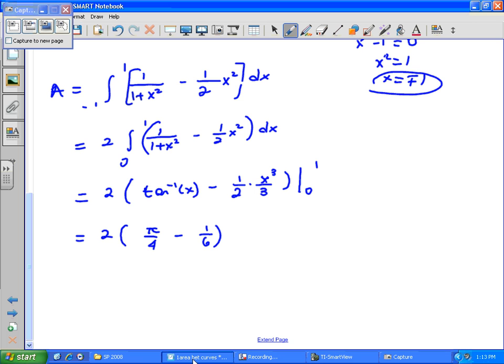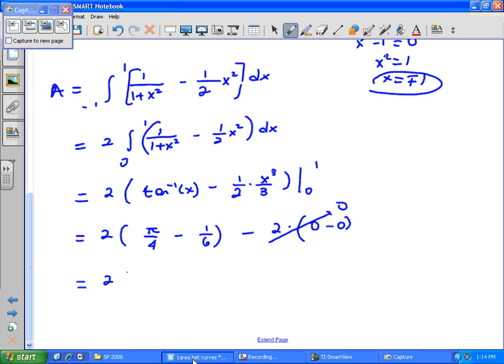Now, what if we plug in a 0? Is anything coming out of that? What is tangent inverse of 0? 0, and the other part is 0 as well. And 0 times anything is 0. So this whole thing drops out. So really the answer is what we have up here.